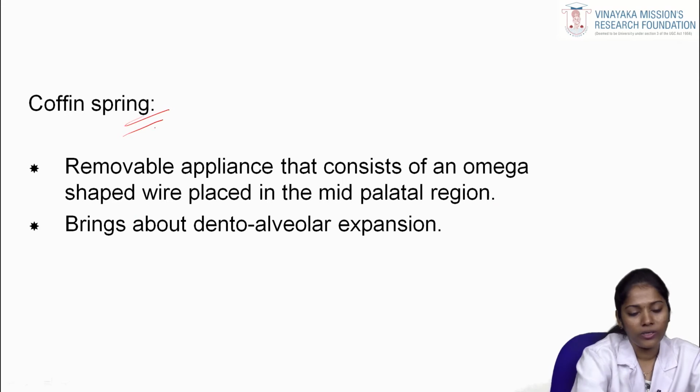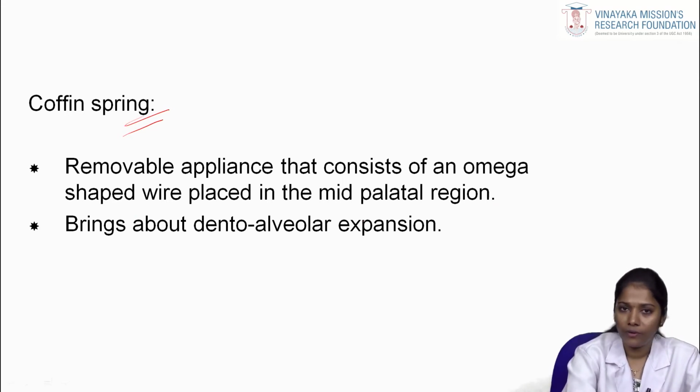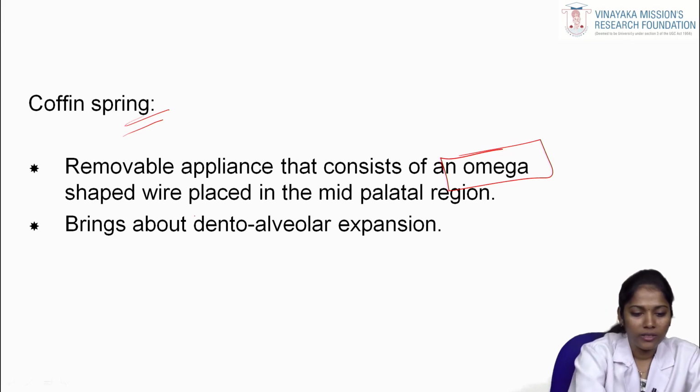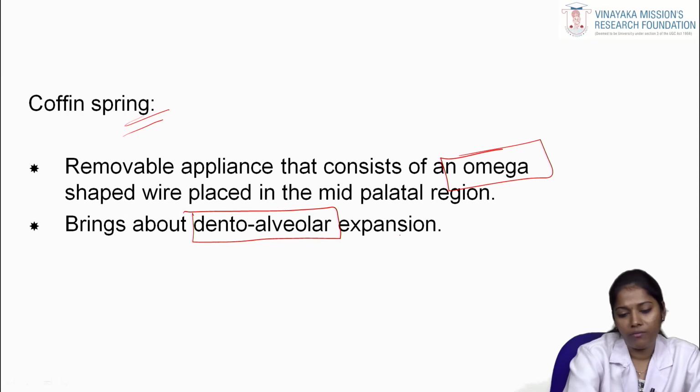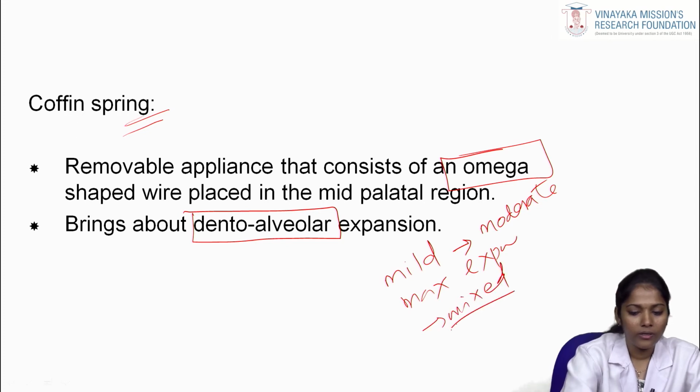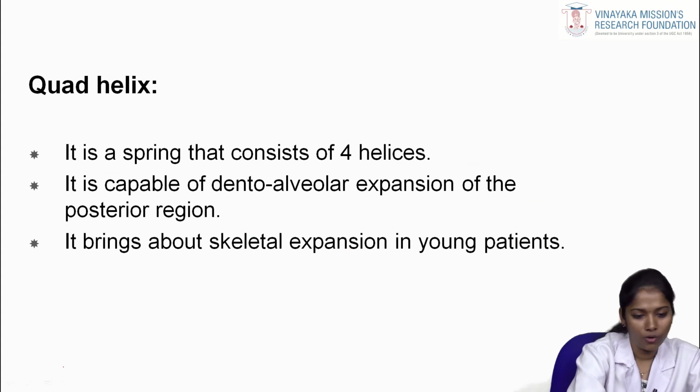Another important appliance here is the coffin spring from the removable appliances. This consists of an omega shaped wire. If you see this omega shaped wire, it is kept in the mid palatal region with an acrylic plate and activated by means of expanding it. This is going to produce only dentoalveolar expansion. So if you have mild to moderate cases that need only maxillary expansion in the mixed dentition period, then only should you think about choosing this coffin spring.